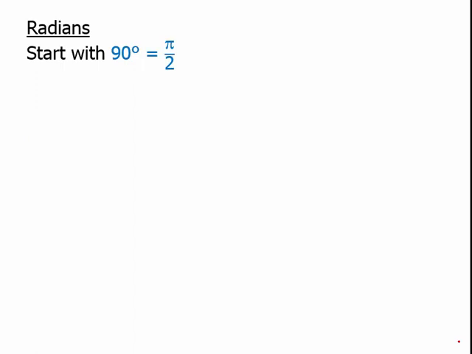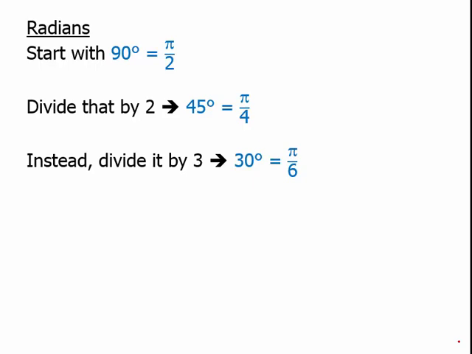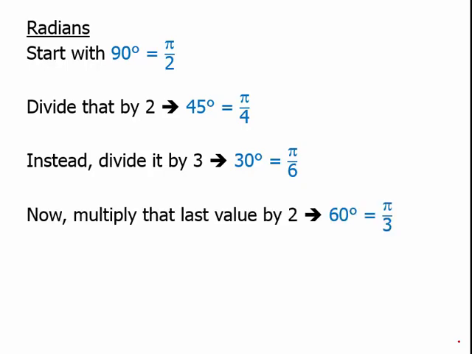Now start with that right angle. If we divide that by 2, then we get a 45 degree angle, and that's pi over 4. Again, go back to the pi over 2. Instead, divide it by 3. We get 30 degrees equals pi over 6. If we multiply both sides by 2, we get 60 degrees equals pi over 3.